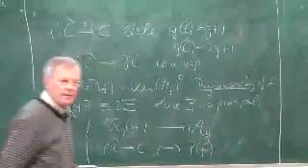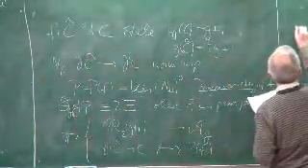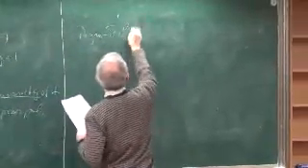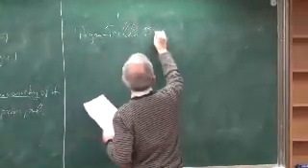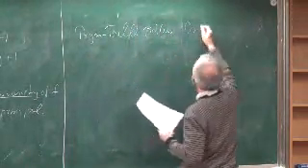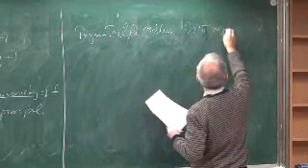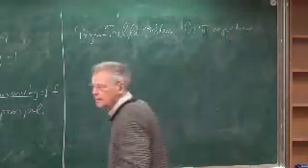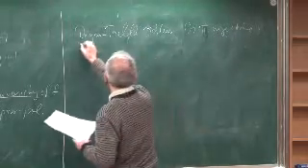The Prym-Torelli problem is whether this map is injective. And if not, where it is injective, or what's the degree, or whatever, right? This is the Prym-Torelli problem.